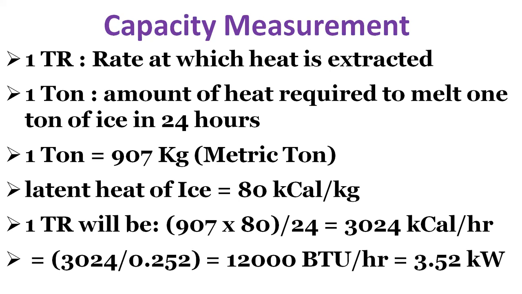Since this is an ideal conversion assuming no losses, the operating efficiency criteria of any HVAC or refrigeration system will be judged by kilowatt per ton hour. So effectively, it will be 3.52 kilowatt. 1 ton refrigeration is equal to 3.52 kilowatt. That's exactly what we need to understand.